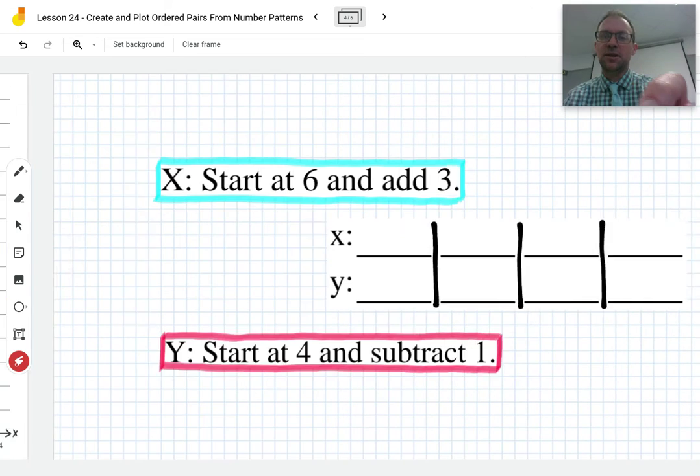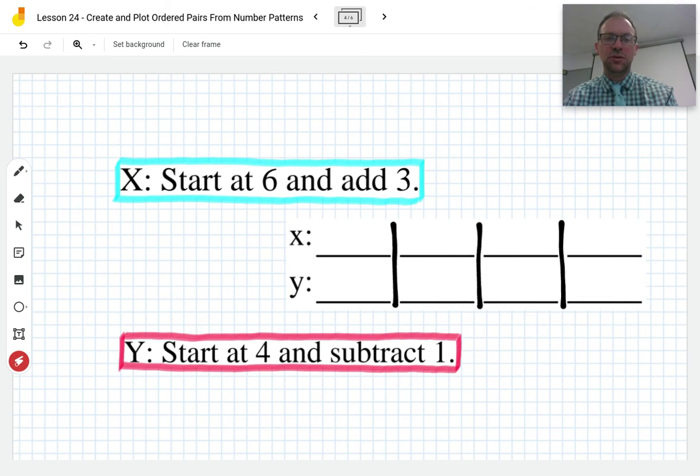All right, we can try another one, and this time you're going to help me. We have two new rules. Our X rule is start at 6 and add 3, and our Y rule is start at 4 and subtract 1. So let's go ahead. I want you to come up with the first ordered pair in this set of rules. Go ahead.